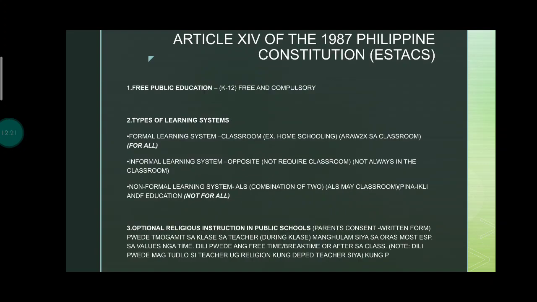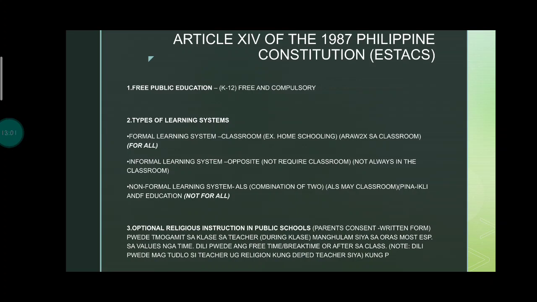Then Article 14 of the 1987 Philippine Constitution is about free public education. So karon nagkuha na tag K-12, ang grade 11 ug 12 free tuition na siya, and compulsory na jud na siya. Types of learning system. Formal learning, class system sa classroom. Ang uban naa sa homeschooling, dili sila sa classroom lang. Depende sa ginikanan kung asa nila mas i-refer ang ilang anak, sa homeschooling ba or padala sa eskwelahan.